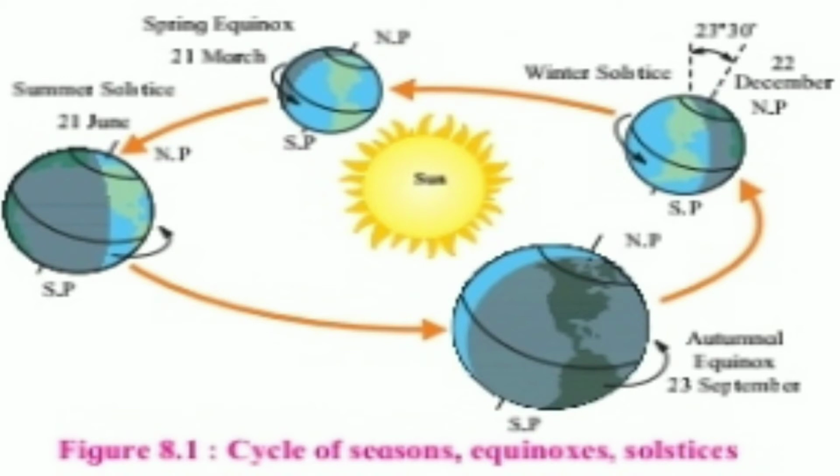Now look here, this diagram. What is happening over here? North pole is also in front of the sun. South pole is also in front of the sun. Equally, दोनों के दोनों आमने सामने आए हैं, north pole भी और south pole भी. So when both the poles are in front of the sun, then what is happening?